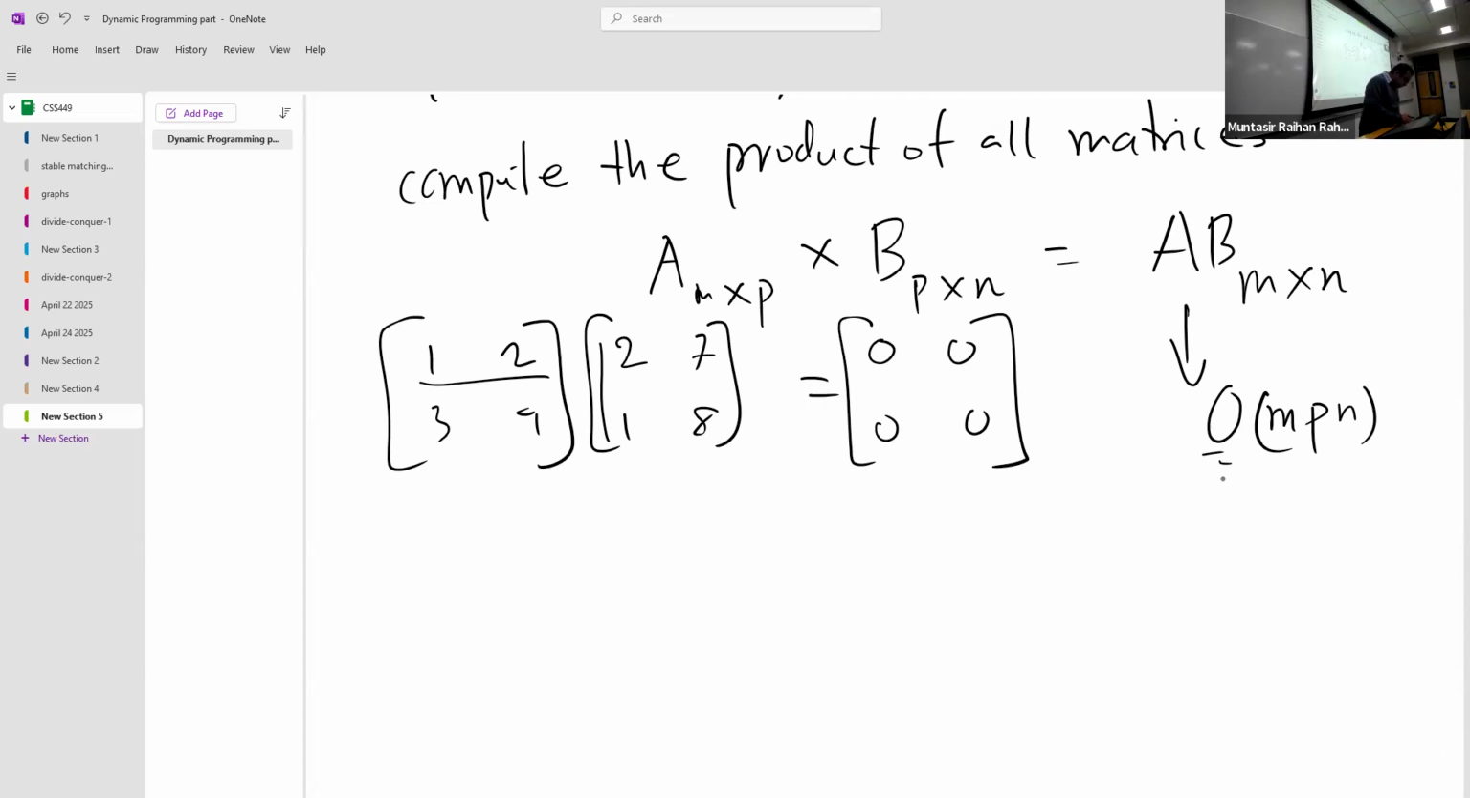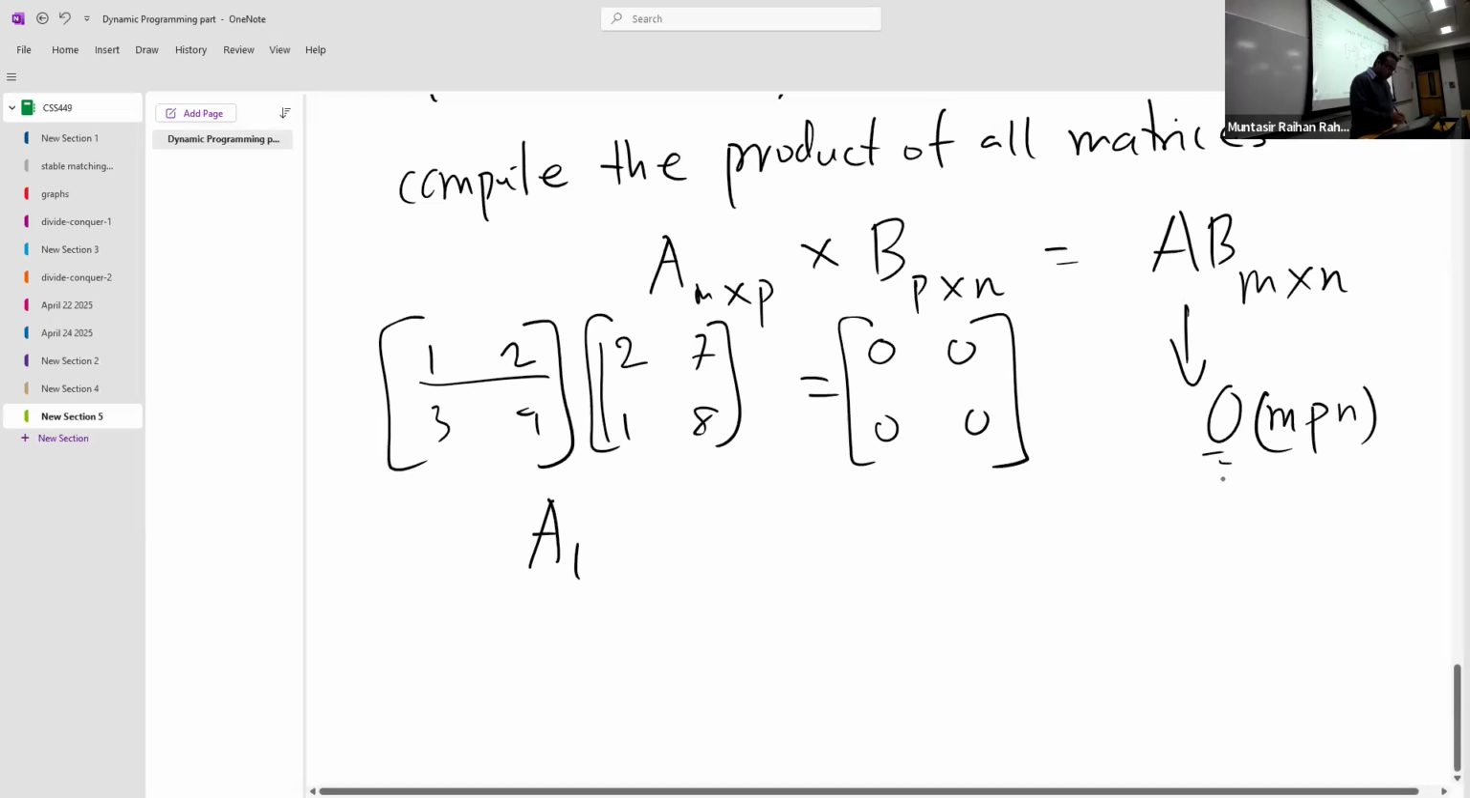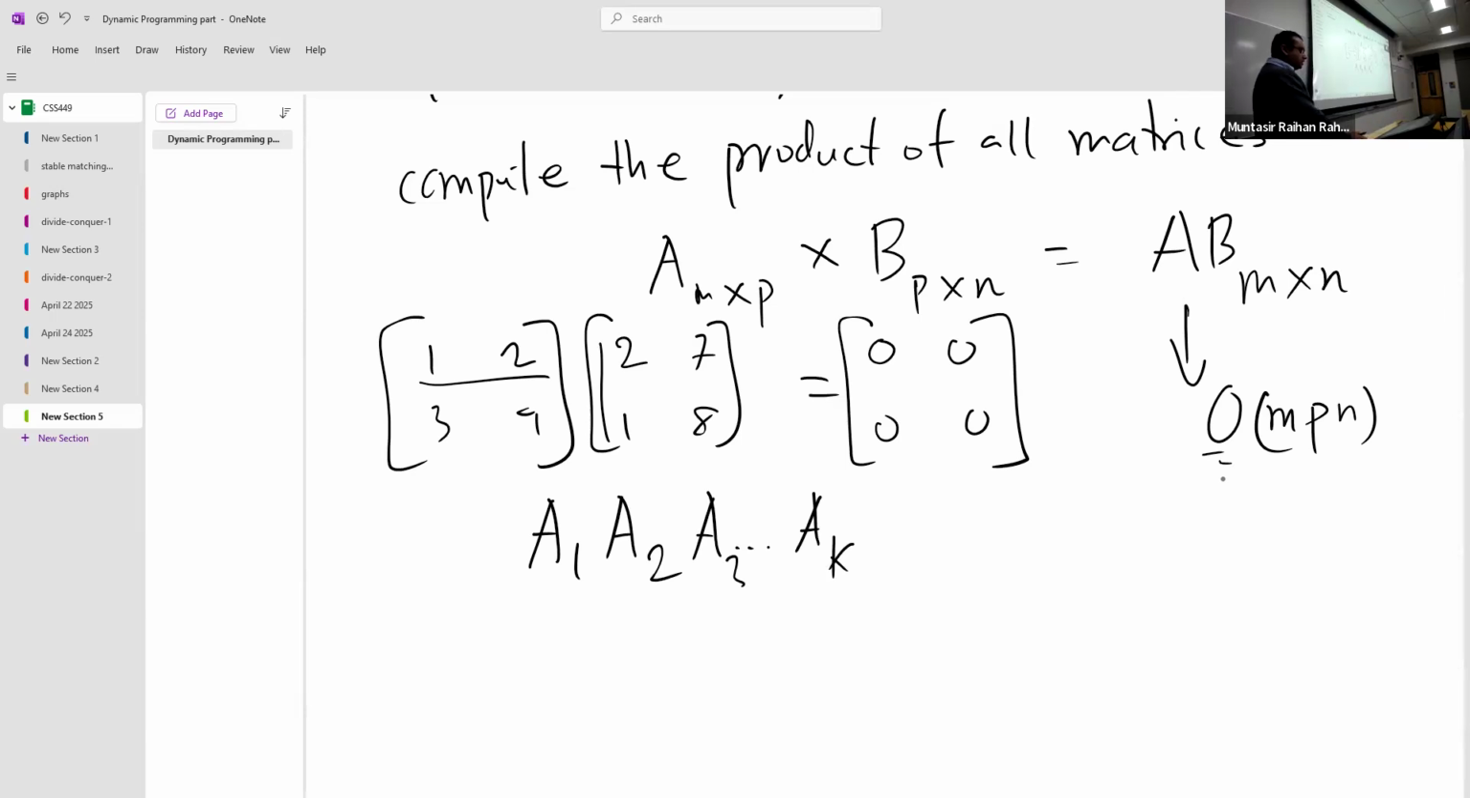So now I have these matrices up to, let's say, AK, and I need to multiply the matrices. So what's the problem here? Why am I even considering this for dynamic programming? Because I have a bunch of fixed matrices, and is there a way to think about this problem where, if I do something different, I can minimize the cost?